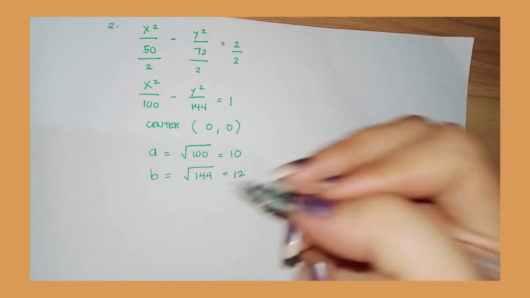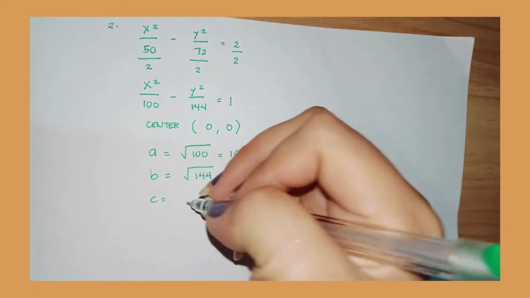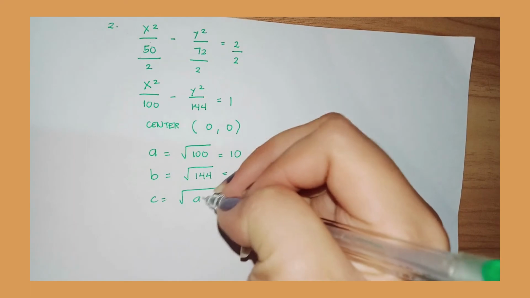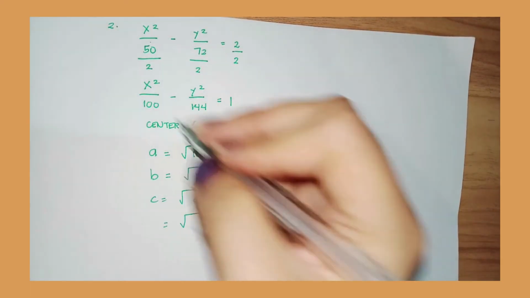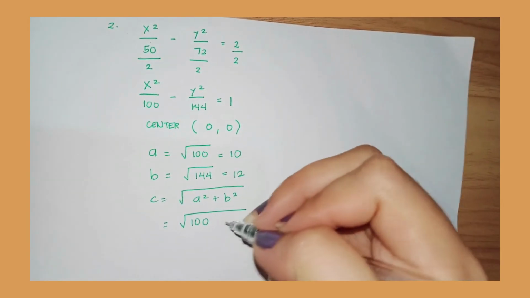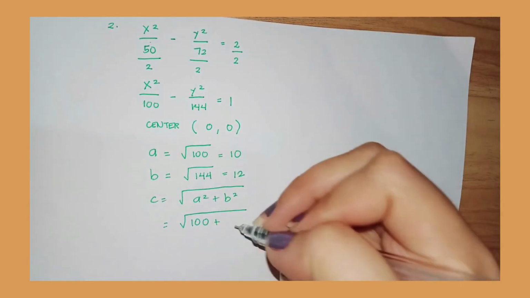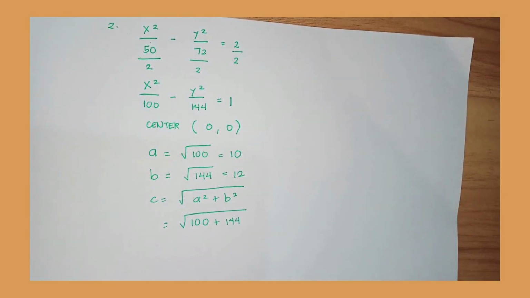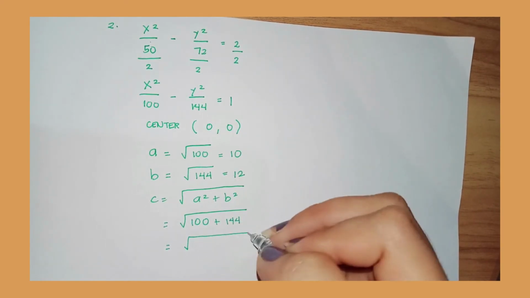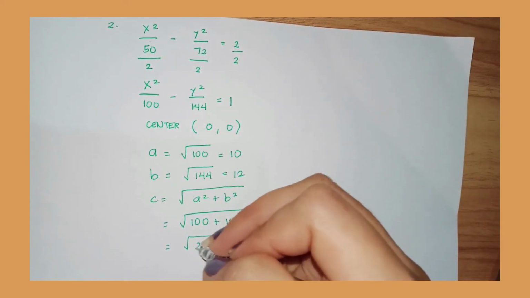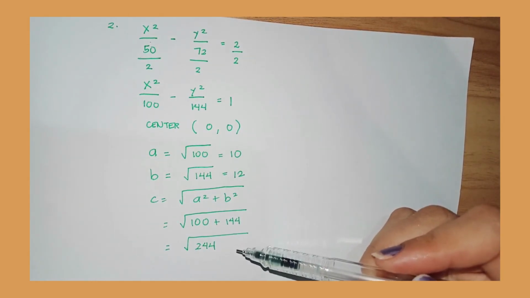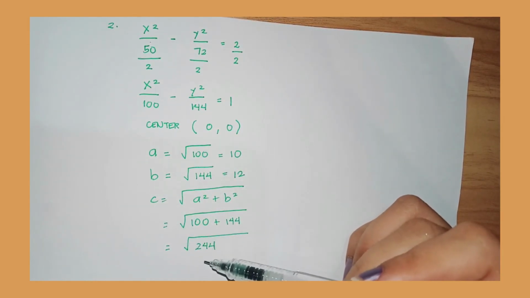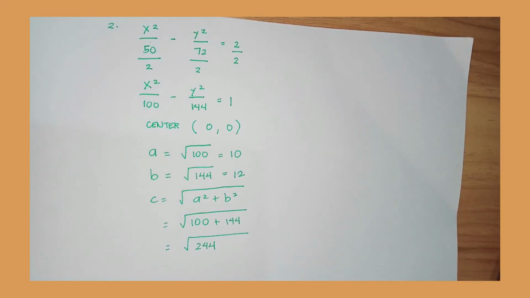Next na hahanapin is c, given by the formula square root of a squared plus b squared. Kopyahin si square root. A squared is 100 plus b squared is 144. Copy square root. 100 plus 144, that is 244. Yung 244, wala na siyang square root. So, yung c natin, square root of 244 na lang siya.